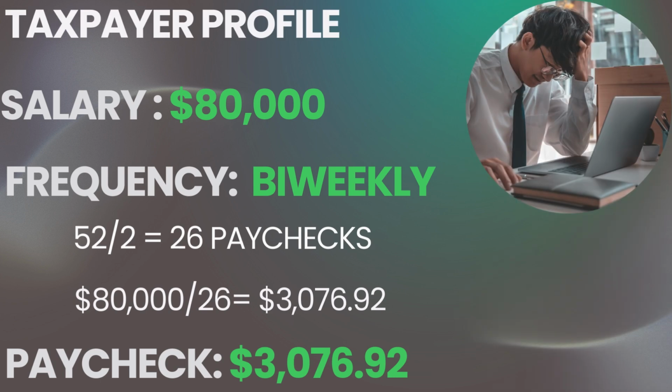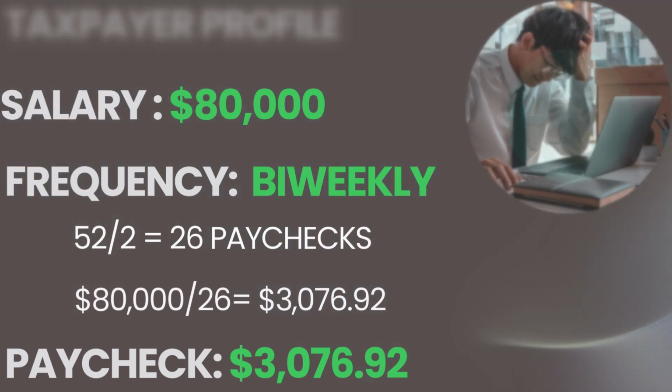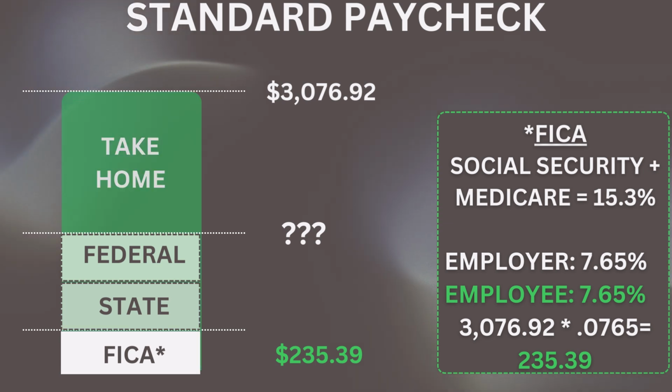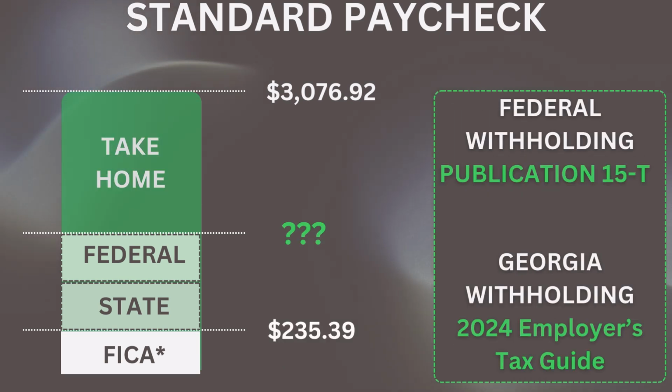The annual salary is going to be $80,000, which he gets in paychecks every other week, and you see the breakdown here. Now, most paychecks are broken up into 4 buckets. That first layer is your FICA, which includes your Medicare and your Social Security. The total of these two combined is always 7.65% of your paycheck, which in this case ends up being $235.39.